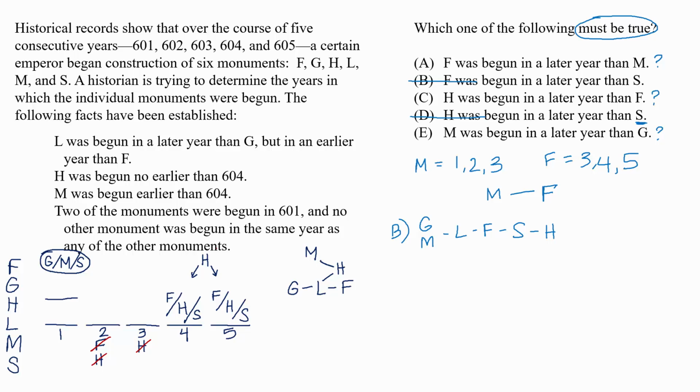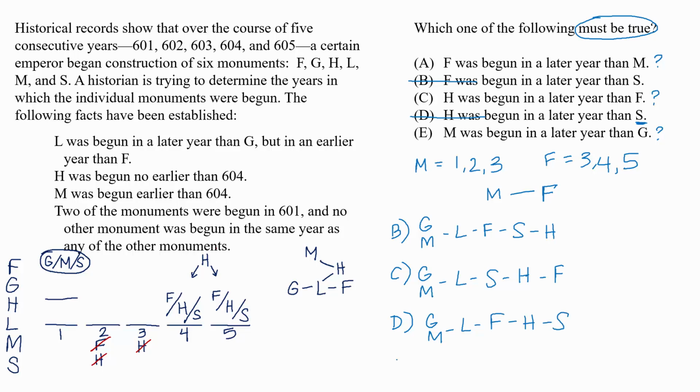C. H was begun in a later year than F. This could be false. H could be earlier than F. For example, if we did GM first again, L second, S third, H fourth, and F fifth. D. H was begun in a later year than S. This could be false. H could be earlier than S. For example, if we had GM in 1, L in 2, F in 3, H in 4, and S in 5.